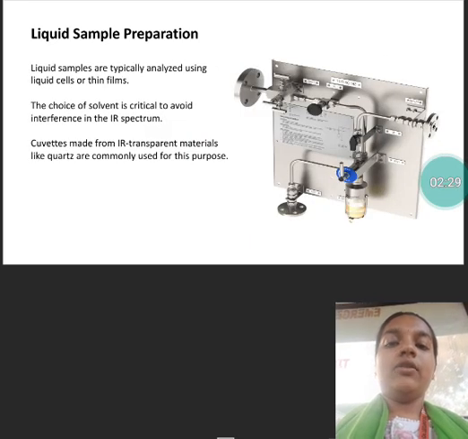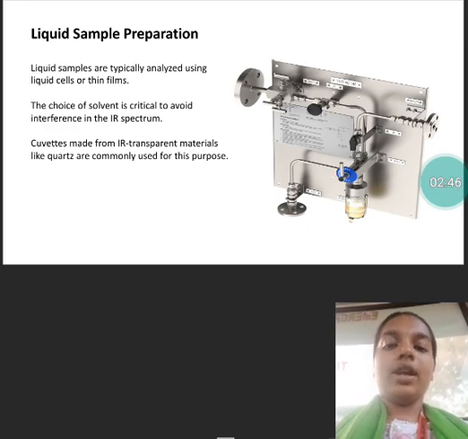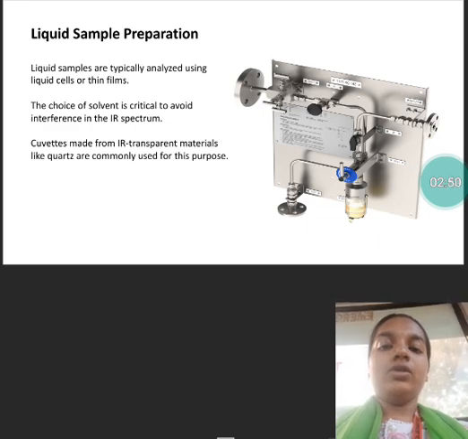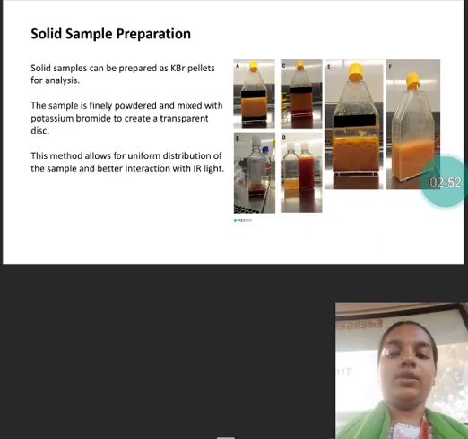Next slide. Liquid sample preparation. Liquid samples are typically analyzed using liquid cells or thin films. The choice of a solvent is critical to avoid interference in the IR spectrum. Cells made from IR transparent materials like quartz are commonly used for the purpose.